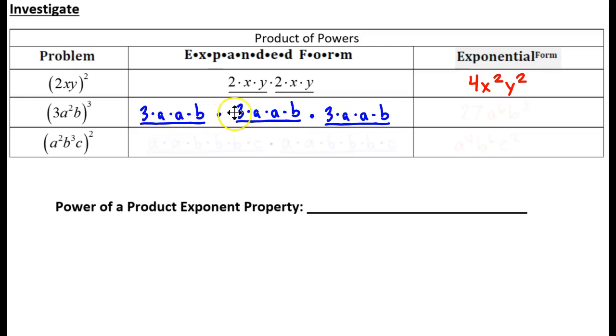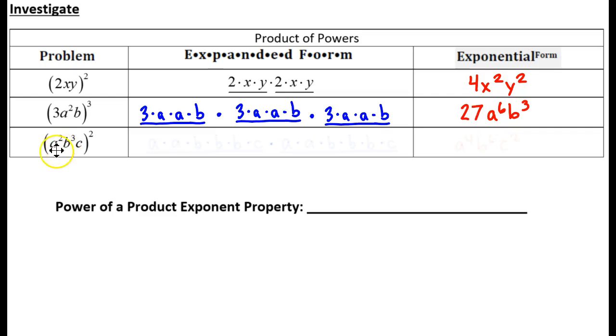3 times 3 is 9, times another 3 is 27. I have 1, 2, 3, 4, 5, 6 a's, so that would be a to the 6th power. 1, 2, 3 b's, so that's b to the 3rd power. So my final answer written is 27 a to the 6th, b to the 3rd.